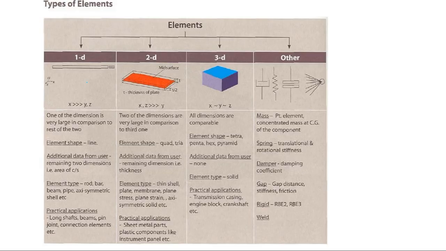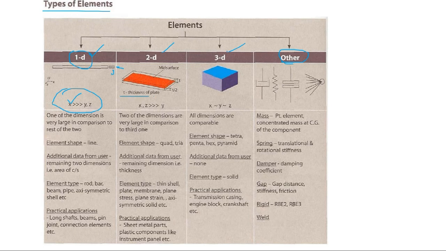If we go to the next one, types of elements. What are the elements? We have 1D element, 2D element, 3D element, and some special elements also. A 1D element means, if you see this X, Y, Z, the X direction dimension is much larger compared to Y and Z. This is the X direction. In this kind of situation we use these elements, and we say it's a 1D element.